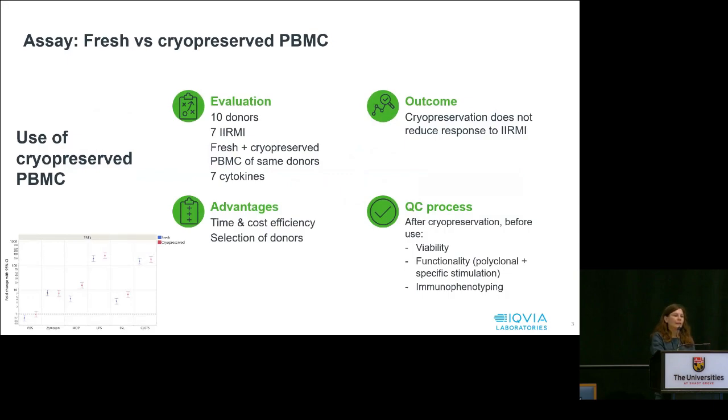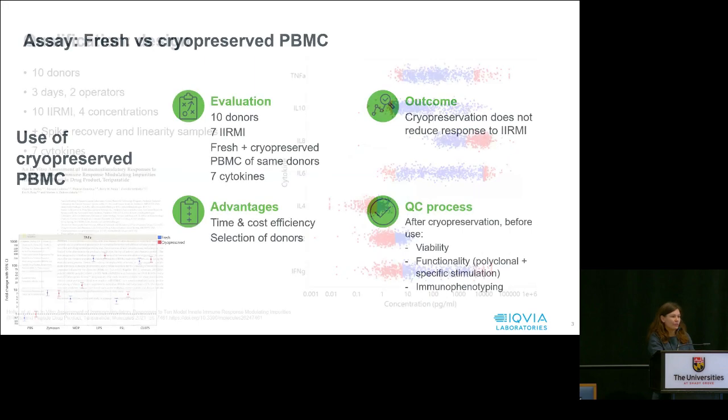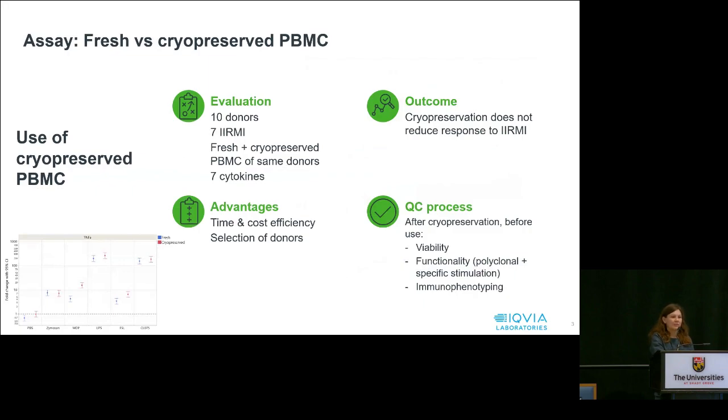So we compared the results of fresh and cryopreserved PBMC of the same set of donors. We could not find any negative effect of cryopreservation, so we did not see any reduction in response to Hermes controls. Of course, the most important advantage is that working with cryopreserved PBMCs allows for a much more time and cost-efficient evaluation of the products. It also allows us to perform a selection of donors upfront if that is required.